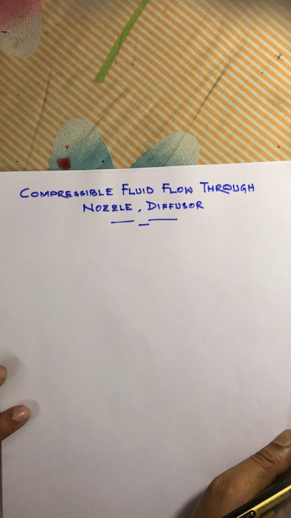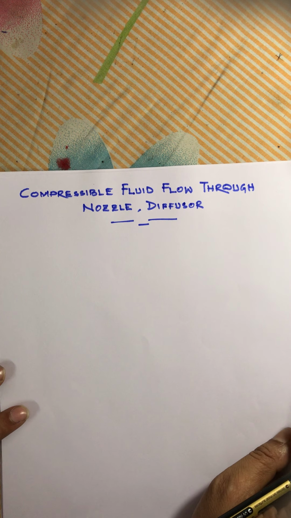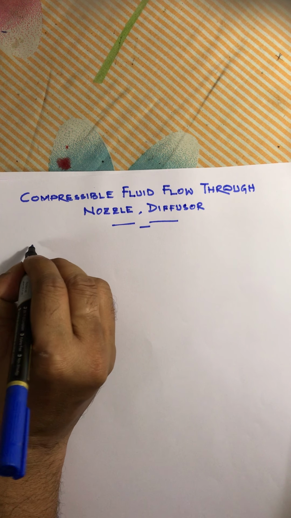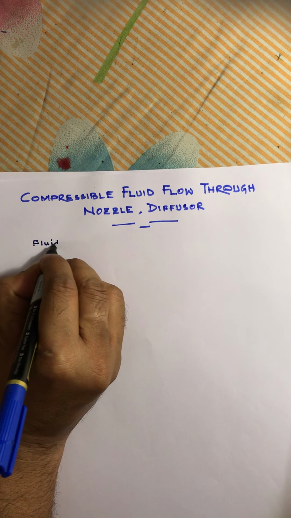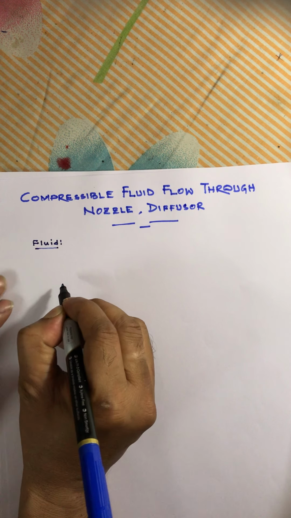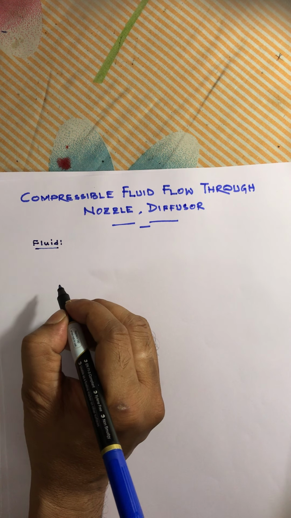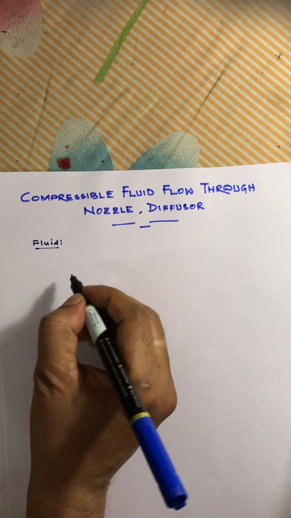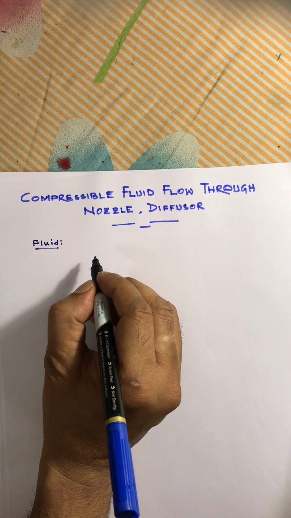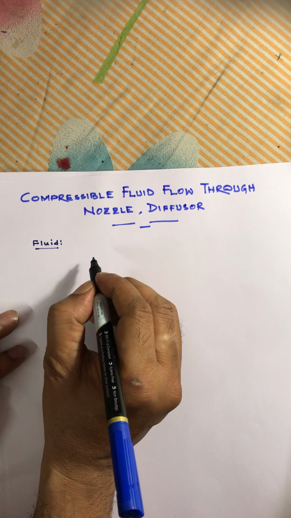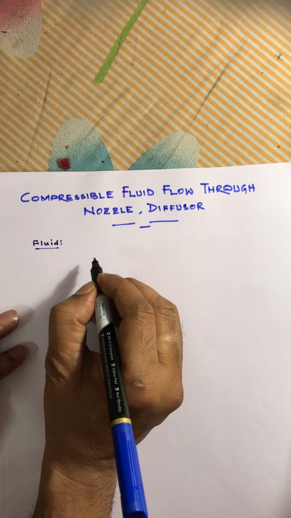In this lecture, I will describe the compressible fluid flow through nozzle and diffuser. First of all, what is fluid? A fluid is defined as a substance which continuously deforms under the action of shear forces. And we can consider the liquid and gas are fluid.